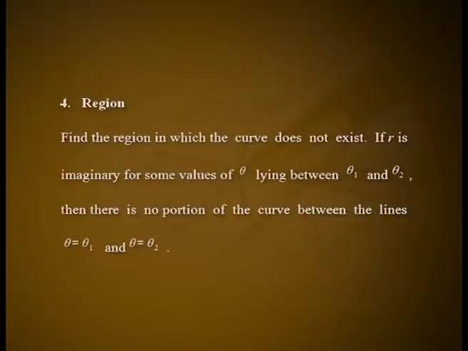3. Asymptotes. Find out the asymptotes of the curve, if any. 4. Region. Find the region in which the curve does not exist. If r is imaginary for some values of θ lying between θ1 and θ2, then there is no portion of the curve between the lines θ = θ1 and θ = θ2. If the greatest and the least numerical values of r be a and b respectively, then the curve lies entirely within the circle r = a and entirely outside the circle r = b, where a > 0 and b > 0.